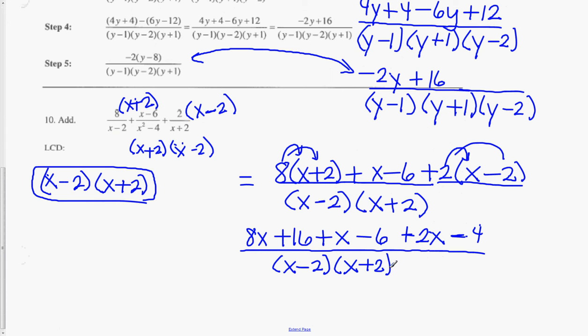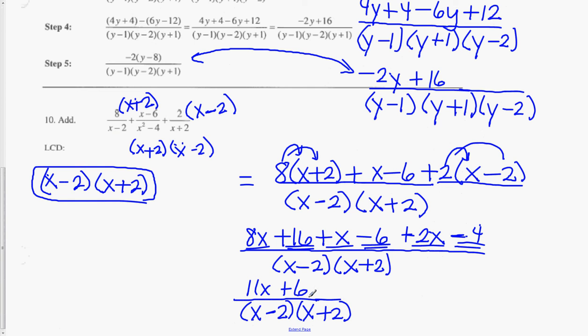x plus 2. And then we're going to combine like terms. I have an 8x, I have another 1x and a 2x. 8 and 1 is 9, plus 2 more would be 11. And then I've got 16 minus 6, that'd be 10, minus another 4 would be a positive 6 over x minus 2, x plus 2.